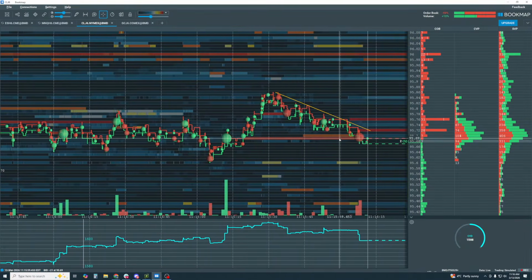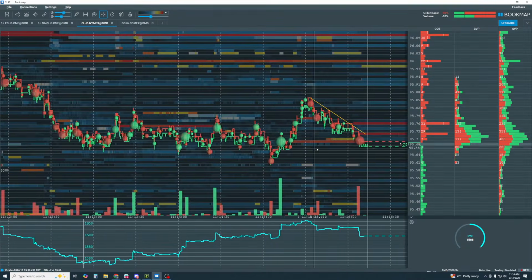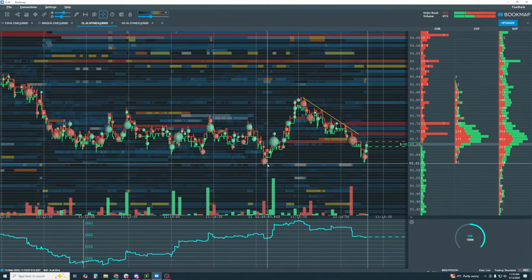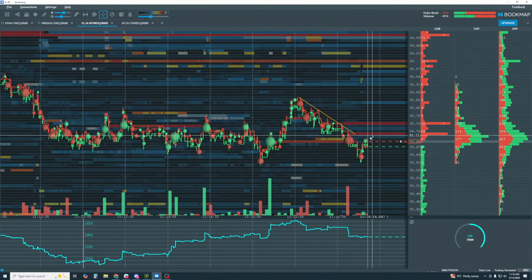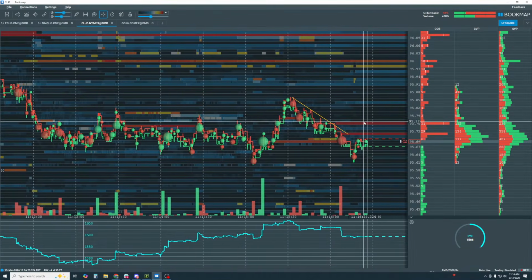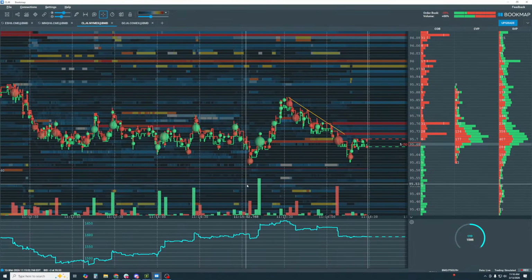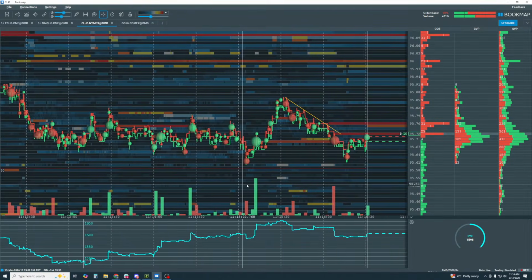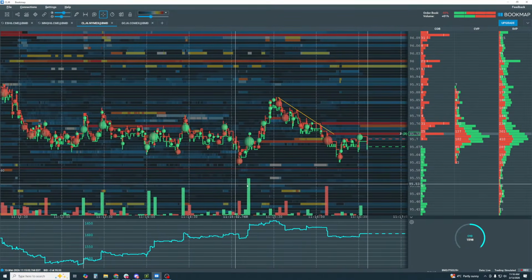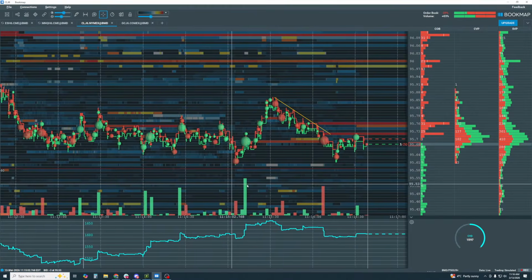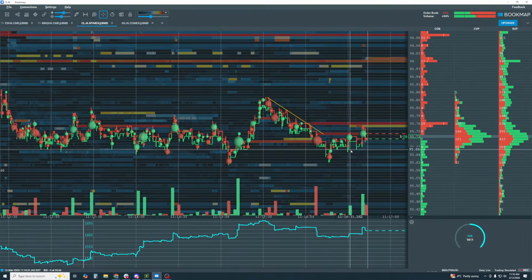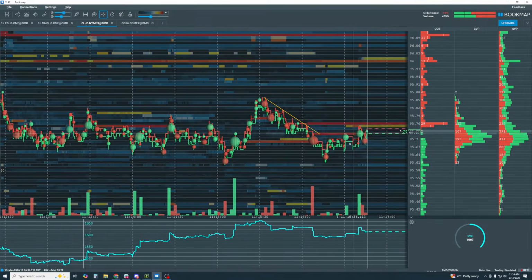Still getting filled in here. It's at 70. Okay, back into that high volume node. Some rejection there. And now buyers got to take these guys on at 72 and 76 and trade into and through. Okay, one more. Got to get through the 76 here.